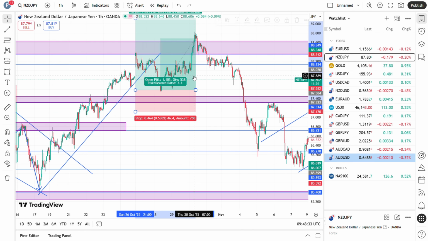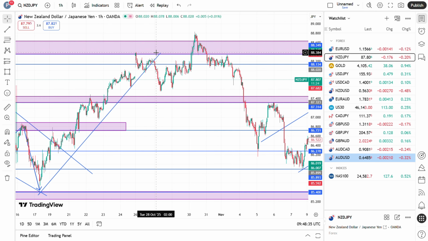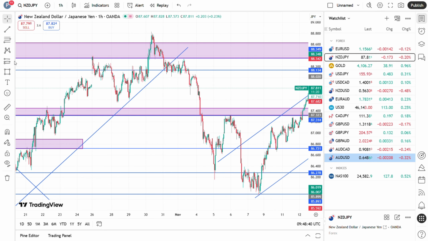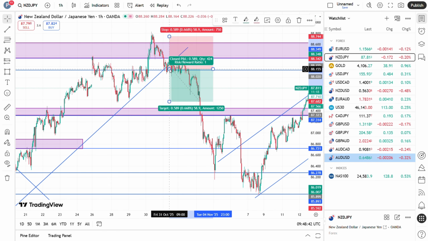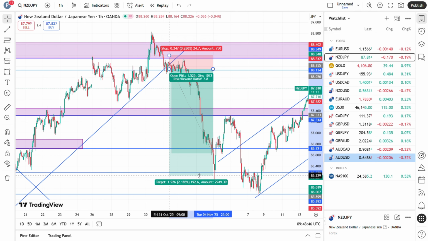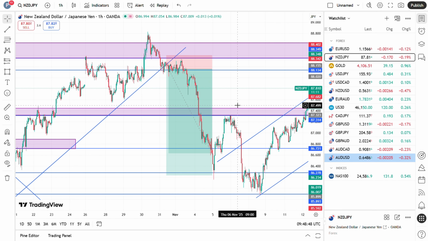Alright. Same thing, the market was trending towards the upside. It ended up breaking out of the uptrend. You execute sells.